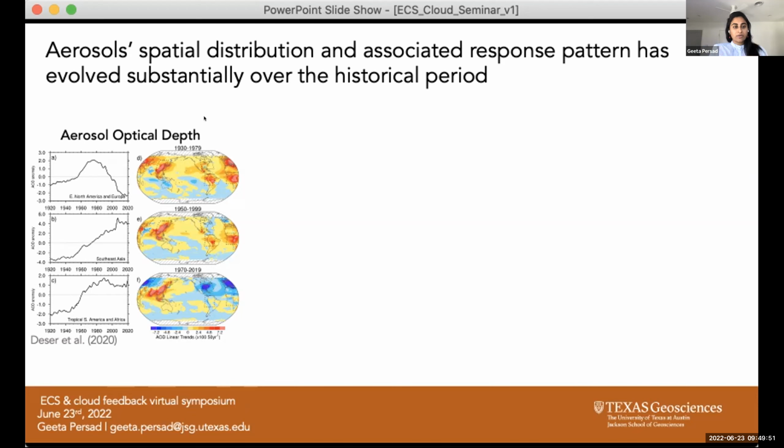And you can see this migration in aerosol optical depth over the 20th century from the northern hemisphere mid-latitudes into the tropics, and then into South and East Asia. So you have this redistribution, and this creates an evolving spatial pattern of the climate response to aerosols.